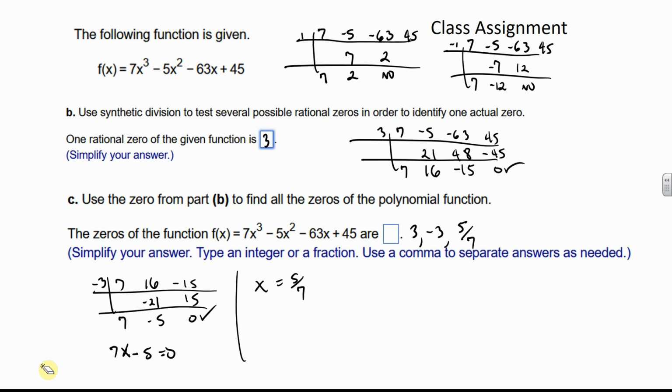So you see how they had that Descartes' rule of signs? I didn't really use that. Just use the rational zero theorem, and then synthetic division, and just check.